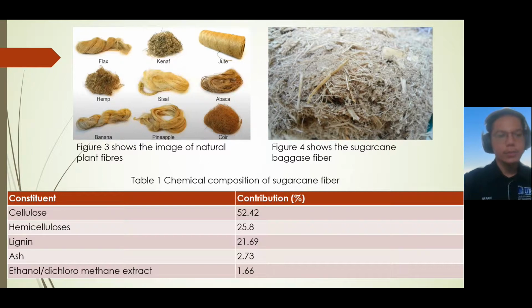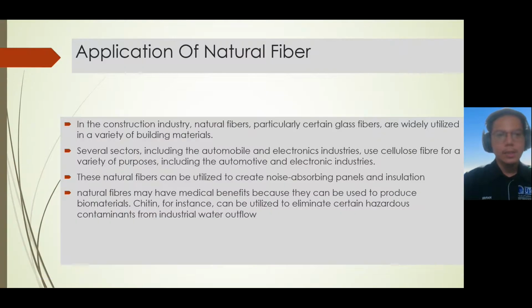As we can see from the table, we have cellulose, which contributes 52.42%, and we have hemicellulose 25.8%. We have lignin 21.69%. We have ash 2.73%. And the last one, we have ethanol or dichloromethane extract 1.66%.